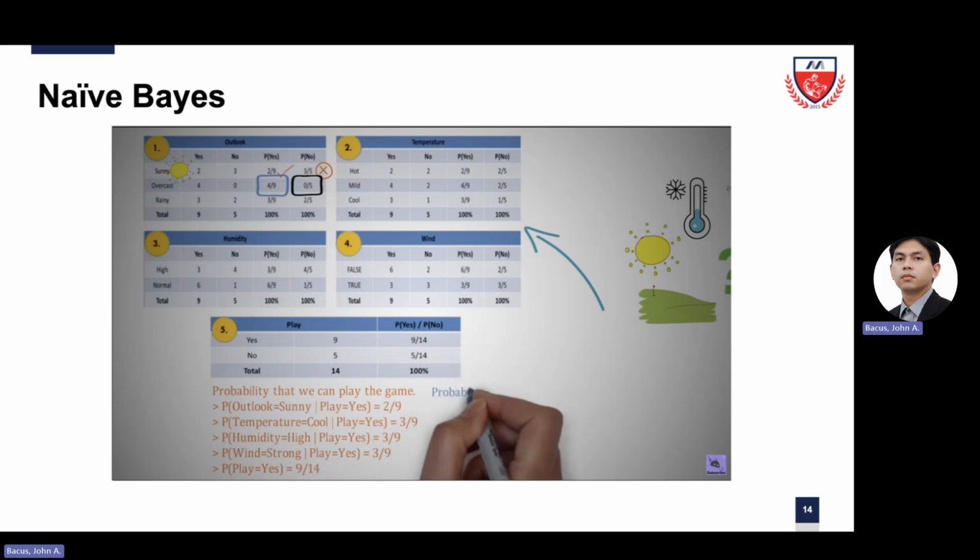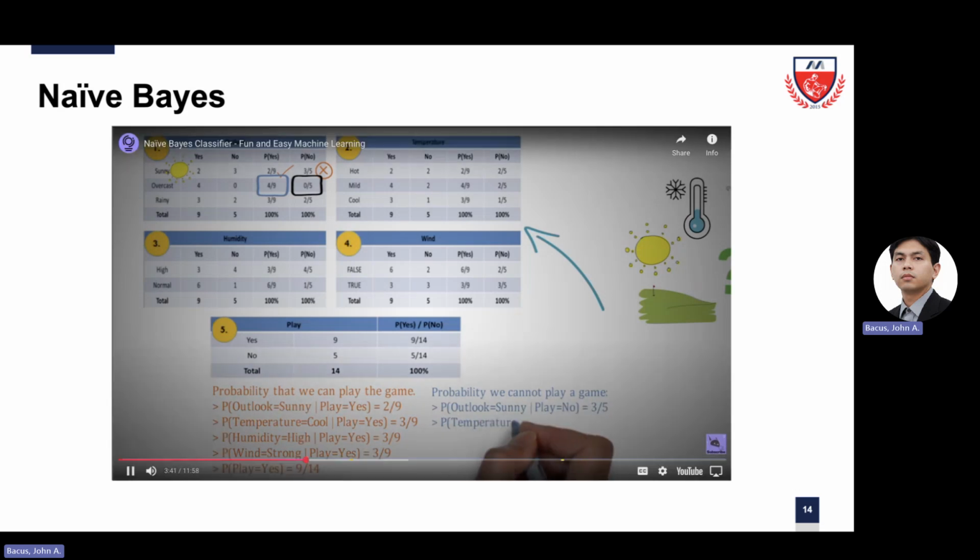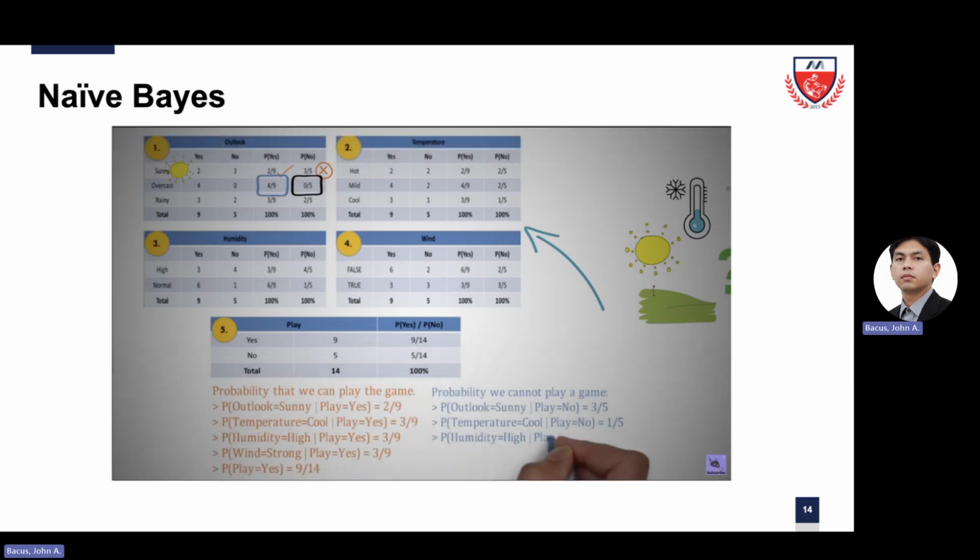Next, we consider the fact that we cannot play a game. So for outlook equals sunny, we get 3 out of 5, temperature equals cool, 1 out of 5, humidity 4 out of 5. Wind equals strong, given a no, is 3 over 5. And then play equals no is 5 out of 14.